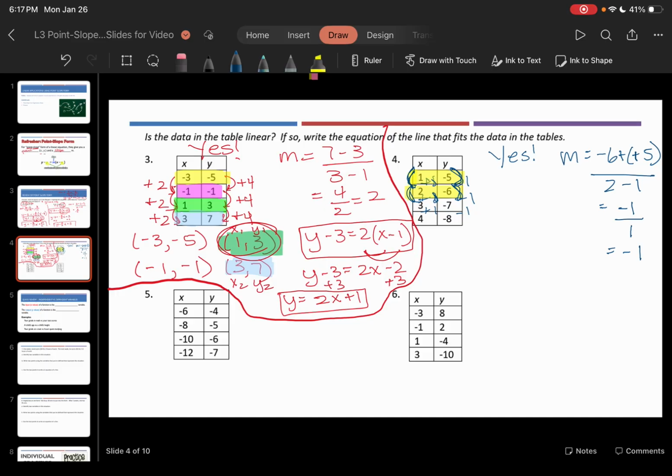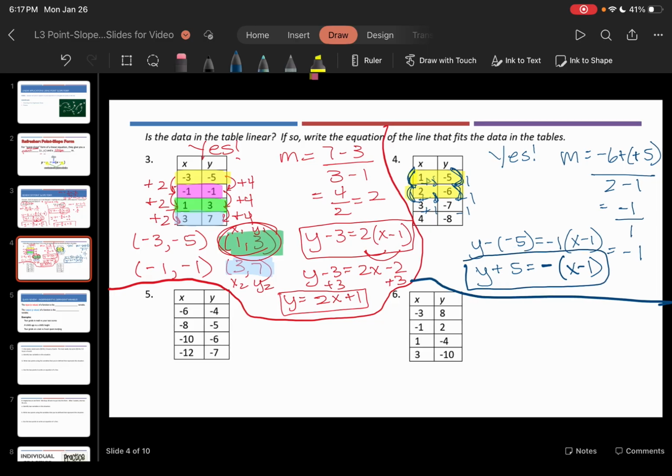And then I'm going to pick any point. I'll just pick that first one to plug in. y minus negative 5 equals negative 1 times x minus 1. Got to simplify this. This turns into y plus 5 equals, and I actually don't need that 1, right? This just could be a negative x minus 1. You could put the negative 1 in front of the parentheses too, but there we go. That's number 4.